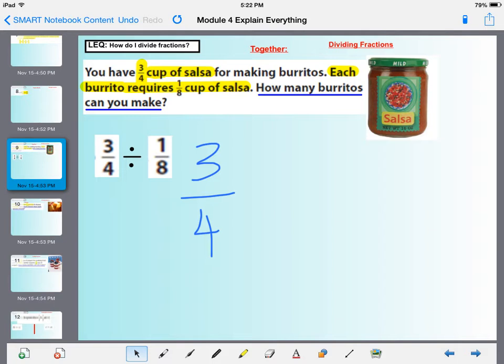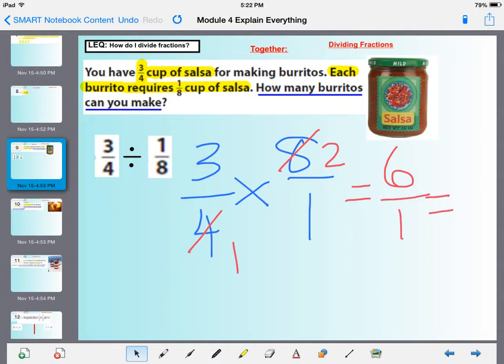So when we have 3/4 divided by 1/8, we know that we're going to change that division sign to multiplication, and we're going to do the reciprocal of the second fraction. So 1/8 becomes 8 over 1. We're going to go ahead and simplify. 4 goes into itself one time, goes into 8 twice, and so the answer is 6 over 1 or 6. So we can make a total of 6 burritos that require 1/8 cup of salsa if we had 3/4 cup of salsa.